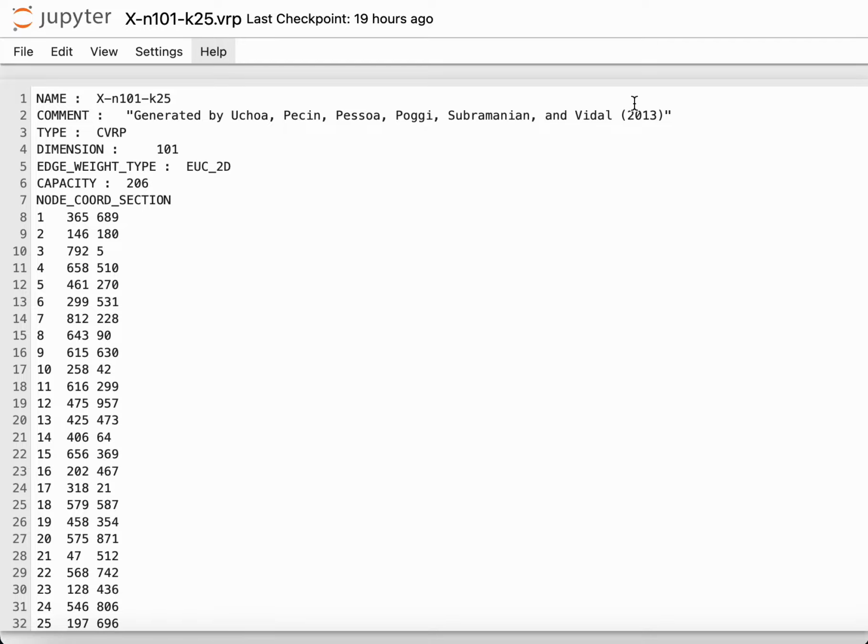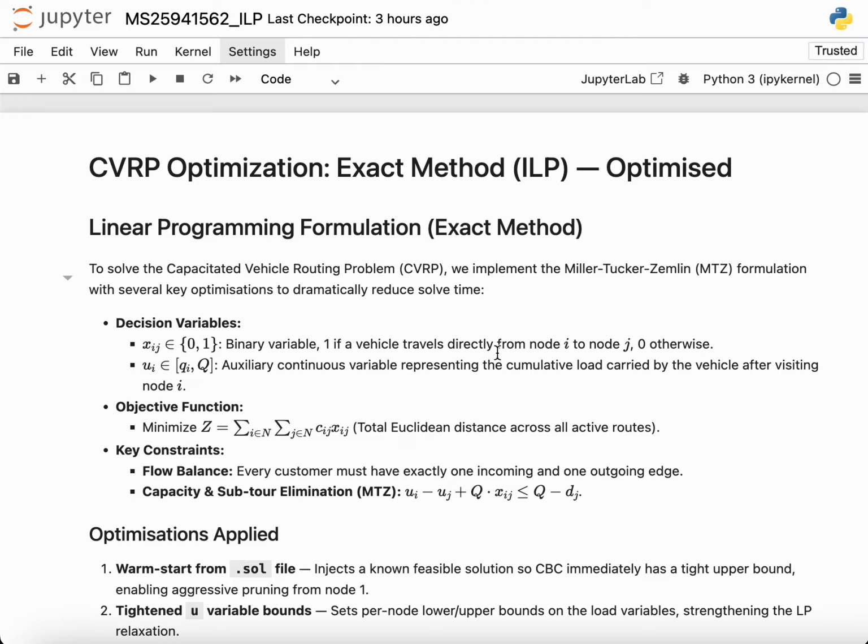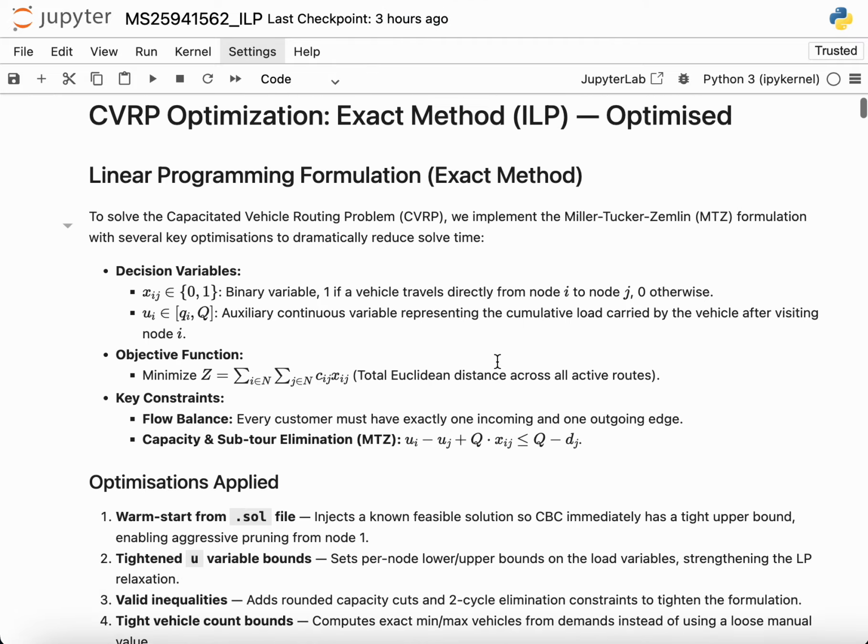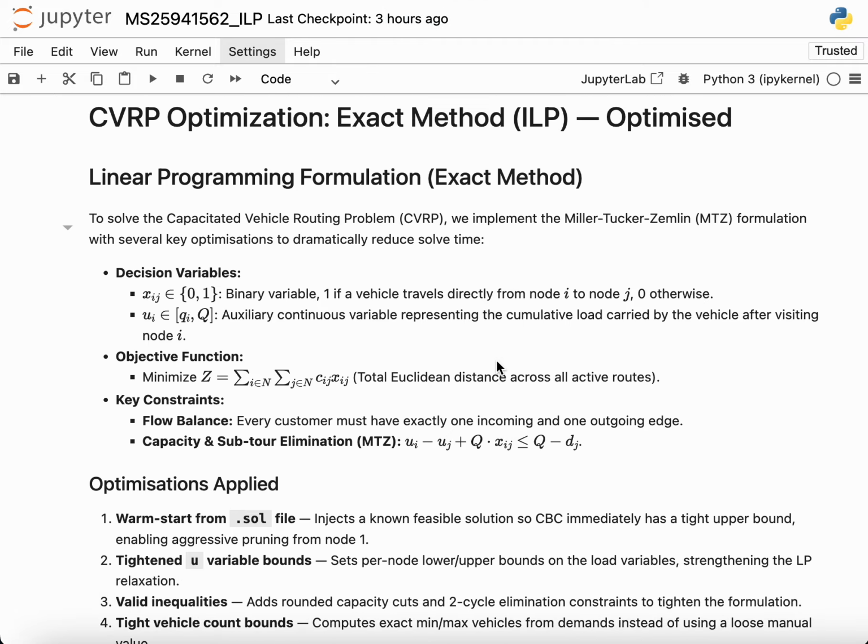Okay, let's move to the mathematical formulation. To solve this, I have implemented the Miller-Tucker-Zemlin, MTZ, formulation. We use a binary decision variable called xij to represent the paths between nodes, and the secret to this model is the auxiliary variable ui, which tracks the cumulative load of the truck at each stop.